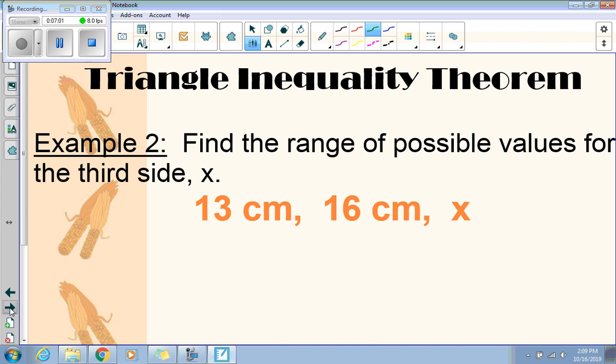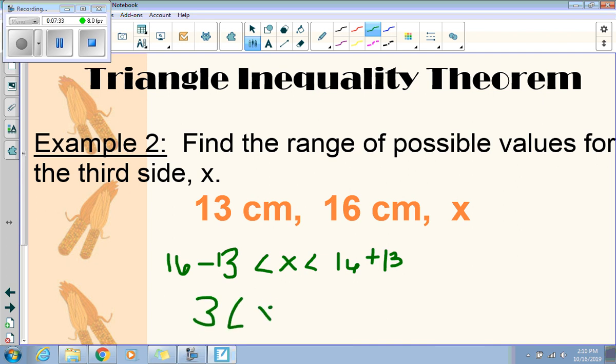All right, so here we've got 13 and 16. We're going to do the same thing. We're going to take 16 and we're going to subtract 13. And x is in the middle. And we're going to take 16 and we're going to add 13 to it. Right? This is simple arithmetic, but it's a really common thing for kids to forget. So 16 minus 13 gives us 3. So x has got to be greater than 3. And it's got to be less than 16 plus 13, which is 29.